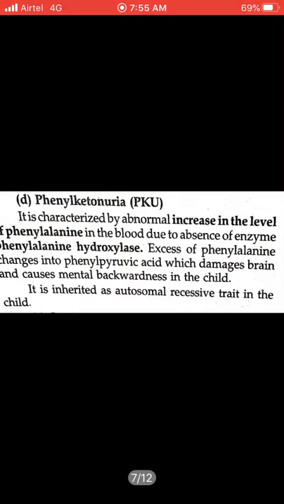Now, phenylketonuria. In this disease, excess phenylalanine changes to phenylpyruvic acid. It is the disorder which causes backwardness in the child, physically and mentally; they are a bit slow, the processing is slow. It is inherited through an autosomal recessive trait from the parents. There are chromosomes known as autosomes, and it is recessive on those.